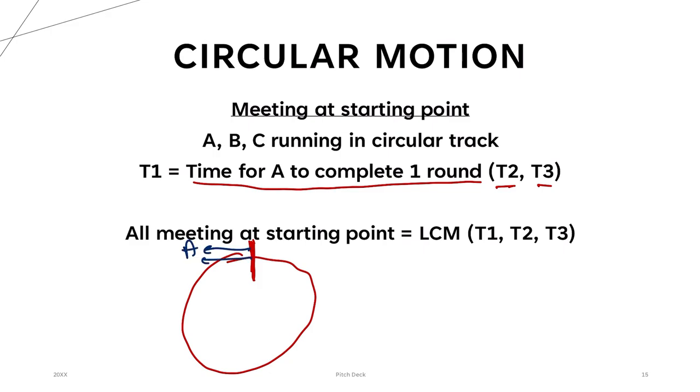Now, what do we want to do? We want to see A, B, and C meeting for the first time. How can we do that? We can do that using the concept we learned in the last slide. But here, A, B, C are running, and we want all of them to meet at the starting point. Not any other point, but the starting point.